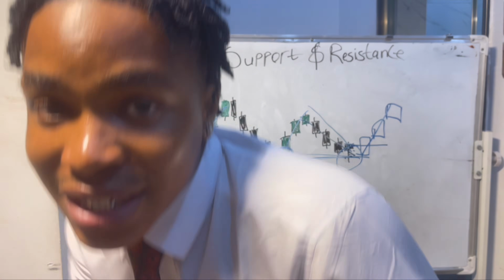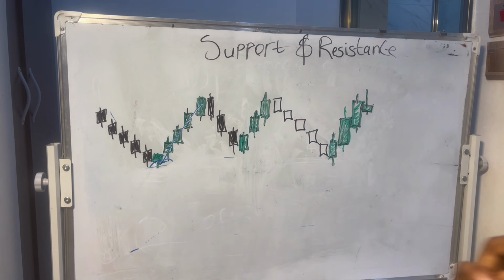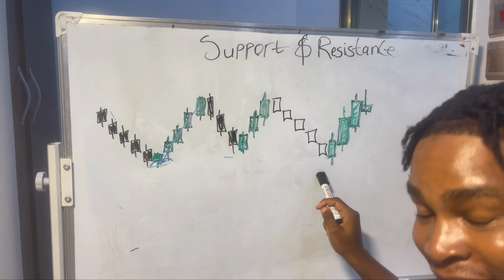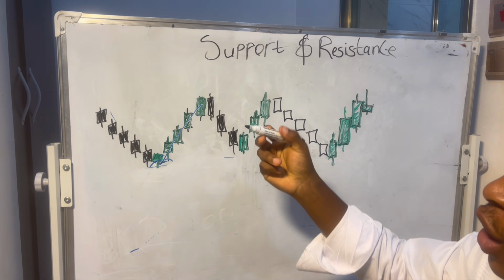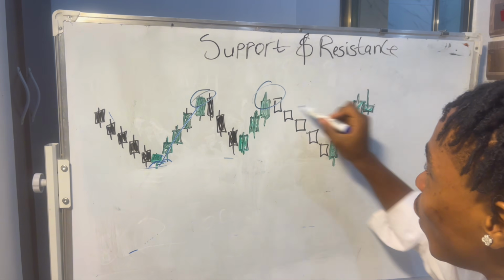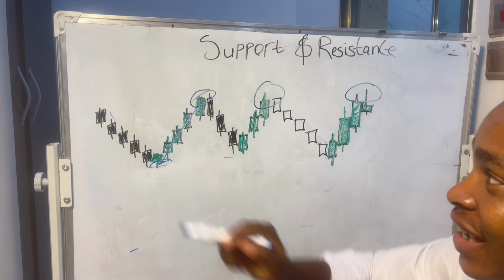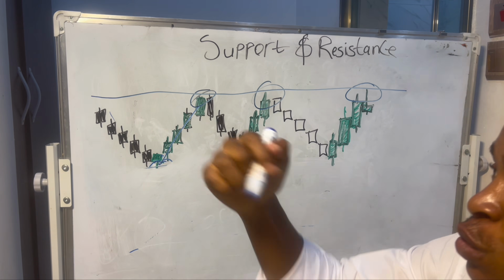So now this is a support example. Let me show you guys a resistance example. Okay, so previously I explained the floor part, which is the support. Now I'm explaining the resistance. Now as you can see, we have 1, 2, 3 touches, meaning that this is a solid area of resistance.